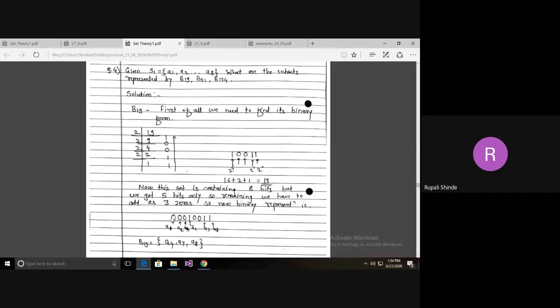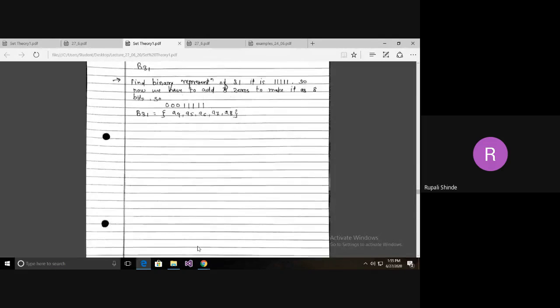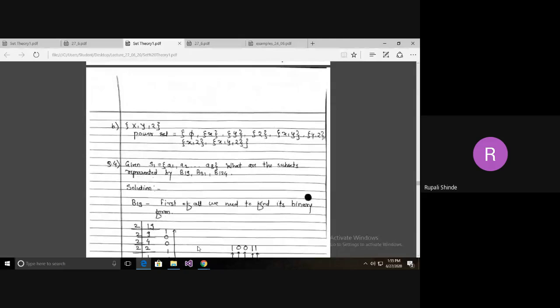So first 0, A1, A2, A3, A4. For this A4, 1 is there, so we have to write here A4 as a subset. Then 0, 0, A7, A8. So this B19 will include the elements A4, A7 and A8. 31, we have seen this. So these are some examples based on what we have seen in set theory.